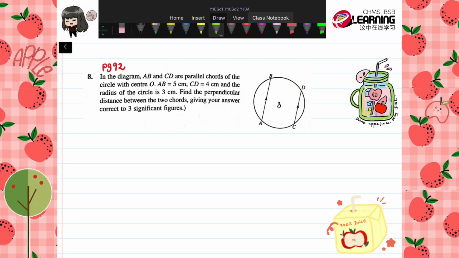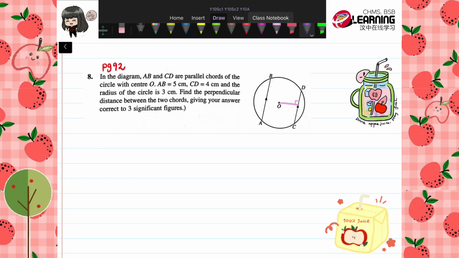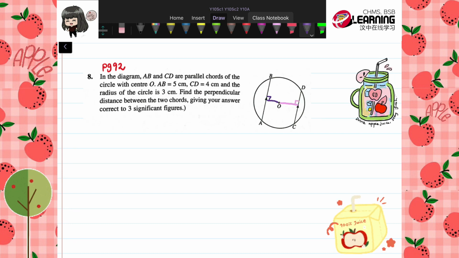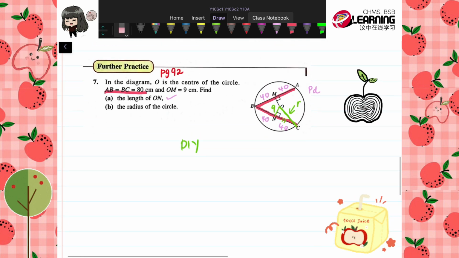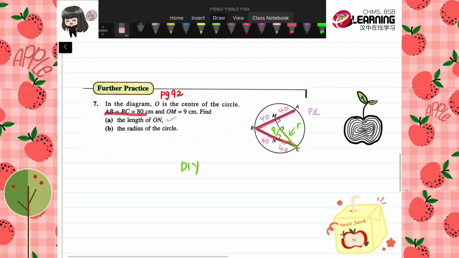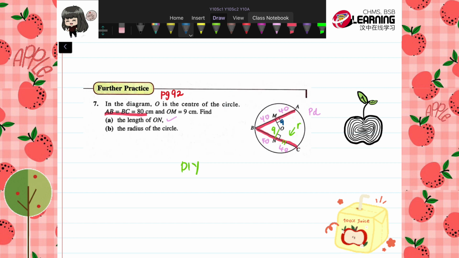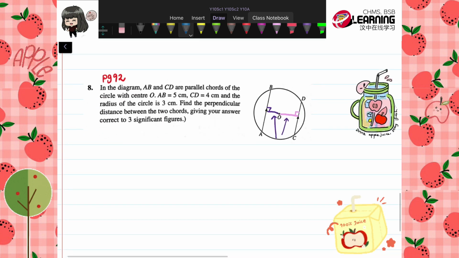Now, in the diagram, AB and CD are parallel. These two lines are parallel, but they are not the same length, right? If they are not the same length, it means that this perpendicular distance and the other perpendicular distance here are not the same length, because the chords are not the same. Unless the chords are the same length, then the perpendicular distance will be the same, just like your question number 7. Here is 9, here is also 9, both 9 because they have the same chord. This one is a different chord, so it is different.